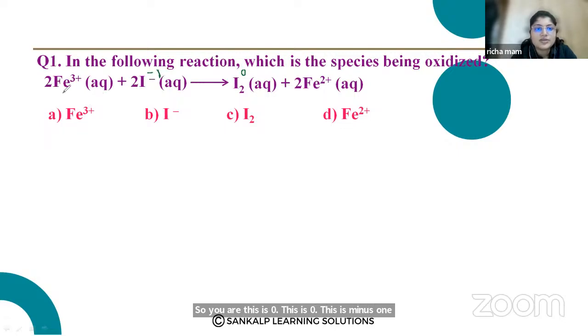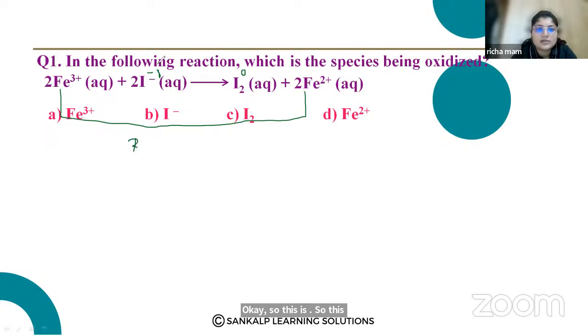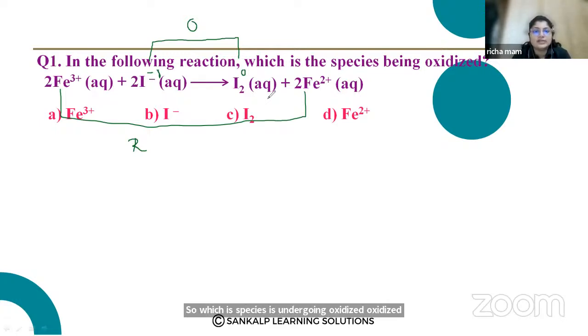So this is a decrease in oxidation number, so this is reduction. And this is oxidation. So increase in oxidation number is oxidation. Yes. So which species is undergoing oxidation? Oxidized means there should be loss of electron. Which is undergoing loss of electron, students?